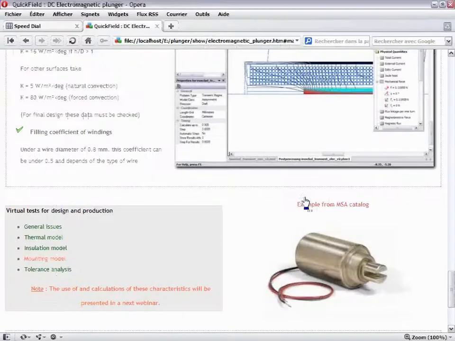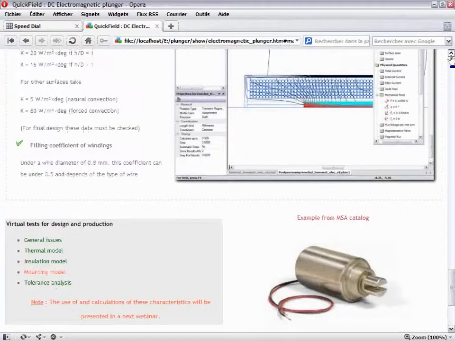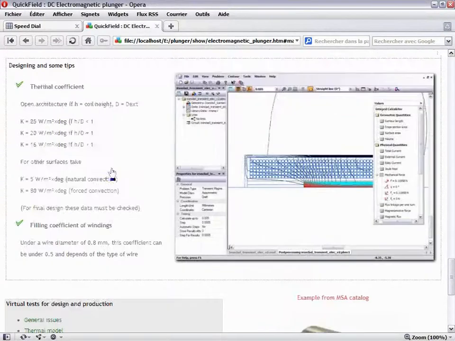But first of all, you have to know that QuickField won't do it all for you. For instance, it's necessary to have this kind of information. I mean, the thermal coefficient of temperature, of heating. The thermal coefficient depends on the geometry of the bobbin. So it's very important, as we will see further.